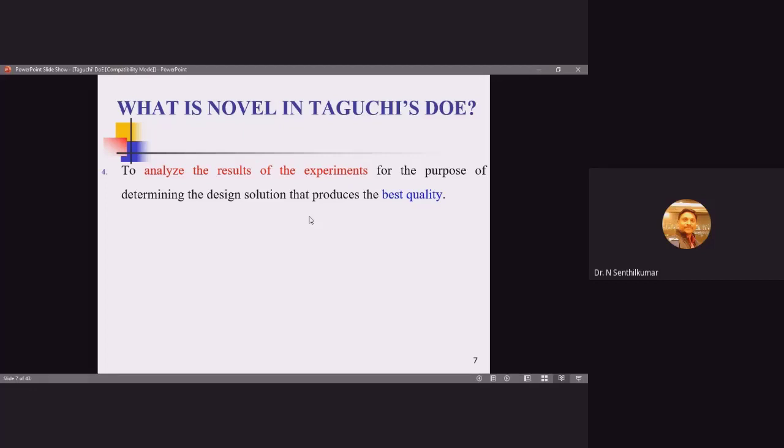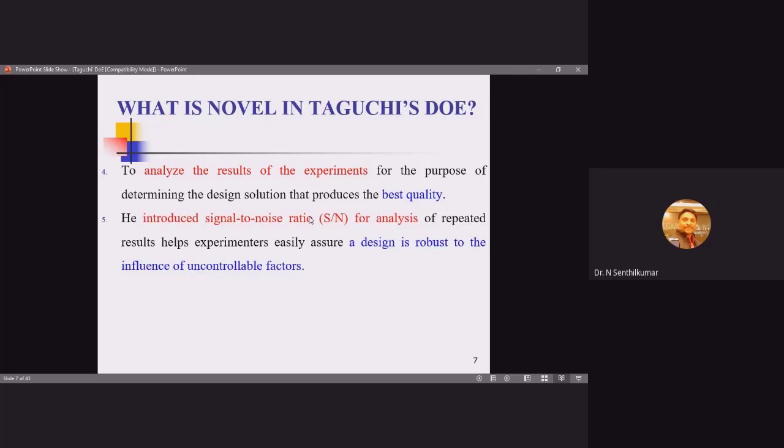We call these the quality characteristics. The outputs are called quality characteristics. If it is productivity, then it should be maximized. If it is number of defects, then it should be minimized. So like this, we are going to analyze the experimental outcomes. This is the novel part in Taguchi's DOE. He has introduced, he has coined the term S/N ratio, signal to noise ratio.